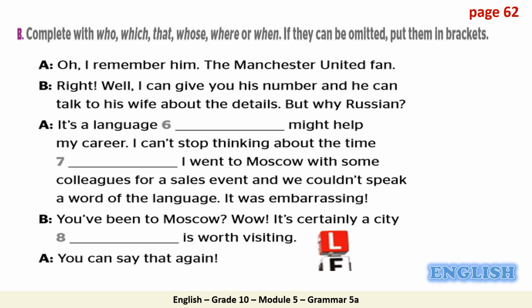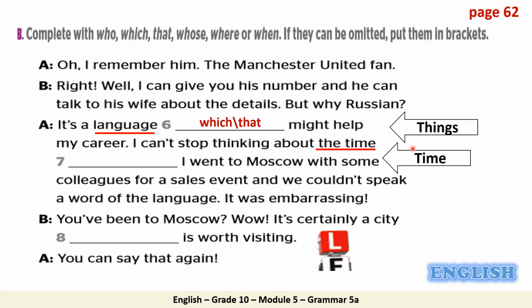All right, everyone. Let's continue from 6 to 8. Pause, analyze, and fill in the gaps. The answer for number 6 is, let's check it out. It is a language. Language is a thing. So, with things we will be using "which" or "that." The next one is easy. I can't stop thinking about the time. As you can see here, the time obviously identifies time, and with time we are using "when."